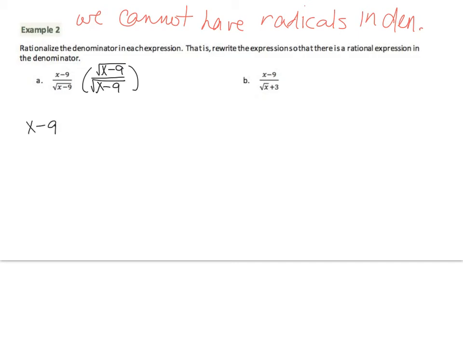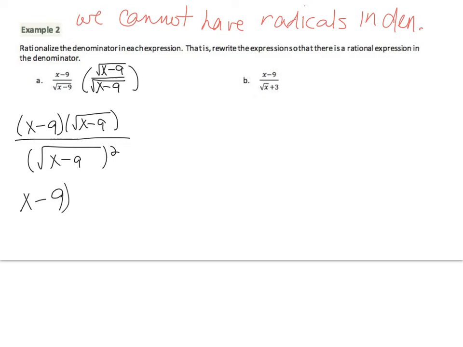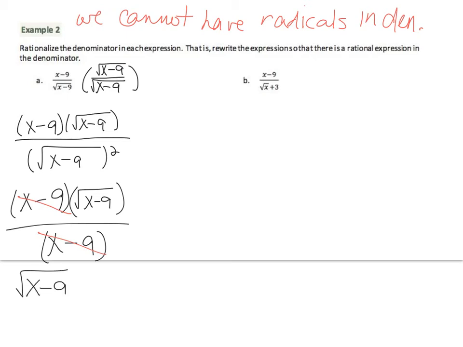We have x minus 9 times the square root of x minus 9 over the square root of x minus 9 quantity squared. And now that we know that squaring the radical cancels the radical, we have x minus 9 times the square root of x minus 9 over just plain old x minus 9. And since I have this in the numerator and the denominator, and there's no addition or subtraction between them, we cannot divide out if we have addition or subtraction. I can divide that out, and I'm left with the square root of x minus 9.